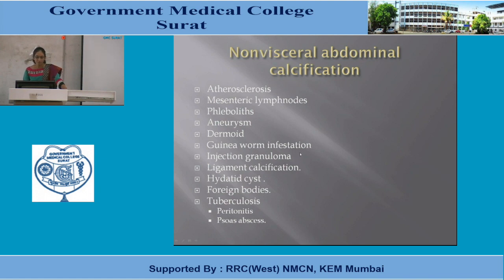Guinea worm infestation present in muscular plane, typically a linear radiodense opacity within the muscular plane. Injection granuloma mostly present in gluteal region. Ligament calcification may be present in case of fluorosis. Hydatid cyst within the organs, or it can also be present in peritoneal cavity, which can calcify.